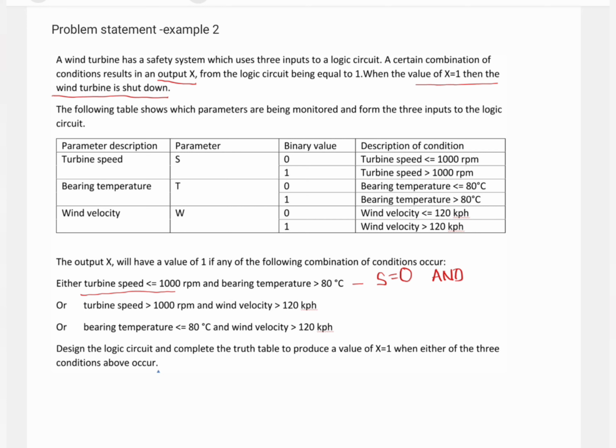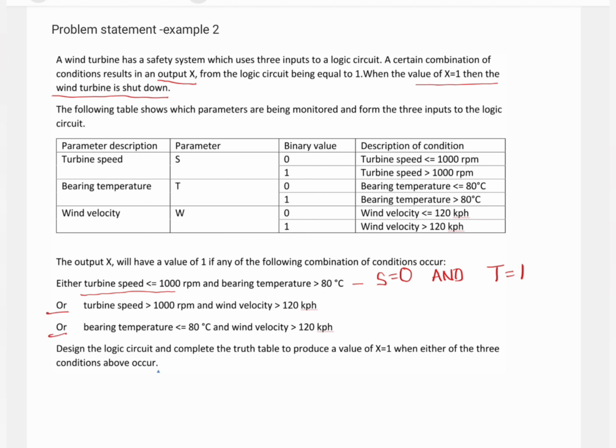And then it says the bearing temperature, which is represented by T. I'm going to write it together so that we don't forget it. Is greater than 80 degrees centigrade. So we need to find out where T is greater than 80 degrees centigrade, what is the binary value. If you look at it closely, 1 means bearing temperature is greater than 80 degrees centigrade. So T becomes 1, and we're going to just leave it like that. Now let's move on to the next. For now, we are not using the OR. We'll use them later on.